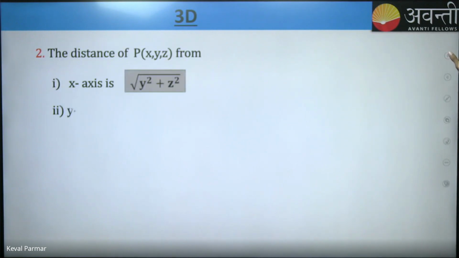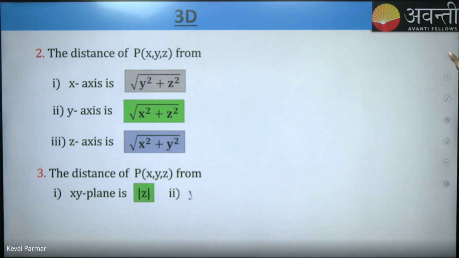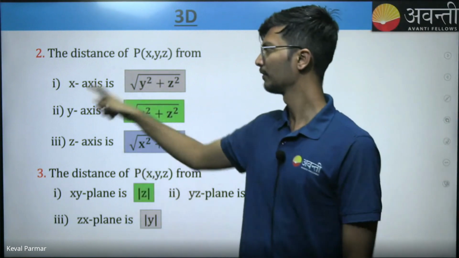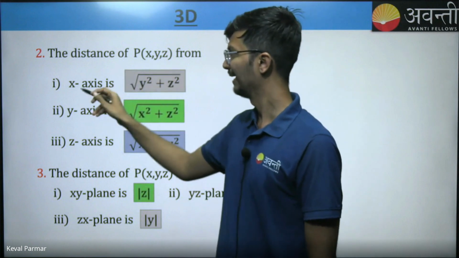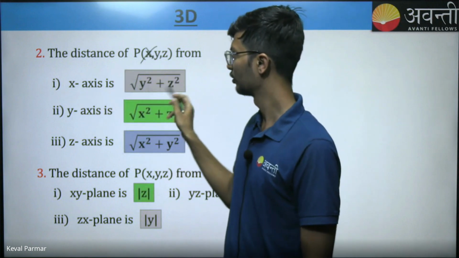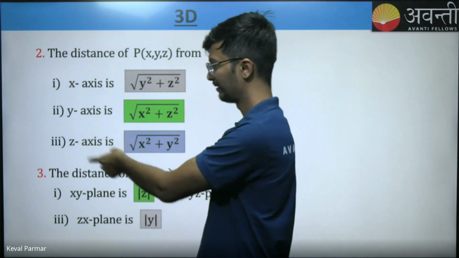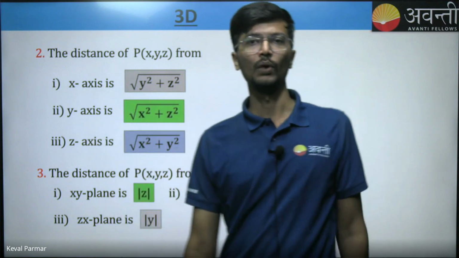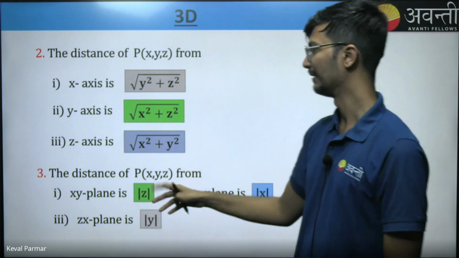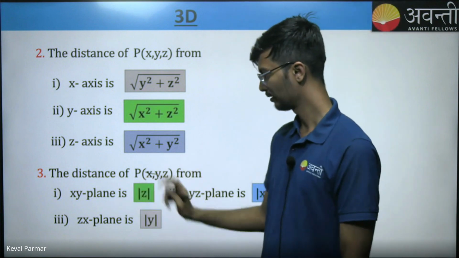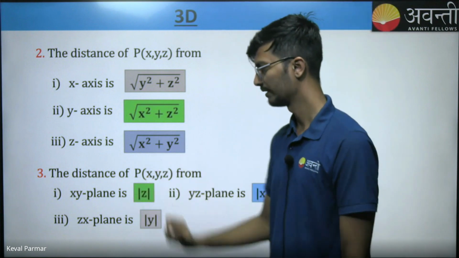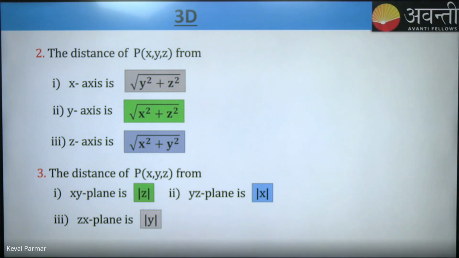Distance of P from the x-axis, y-axis, z-axis. You can easily get it. I hope you know all this. Distance of P from the x-axis: since it is the x-axis, we drop x, so it is under root y square plus z square. Similarly, for the y-axis it is under root x square plus z square, and for the z-axis it is under root x square plus y square. And the same for planes: for the XY plane, and so on, we cancel out and get mod z, mod y, and mod x.